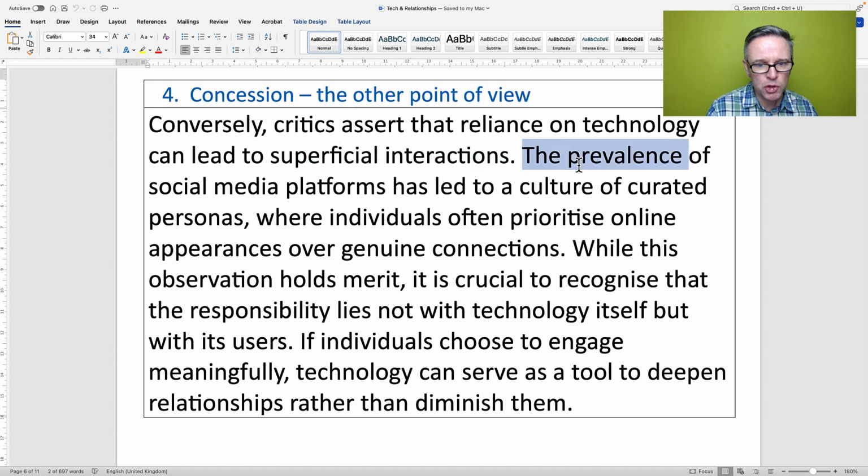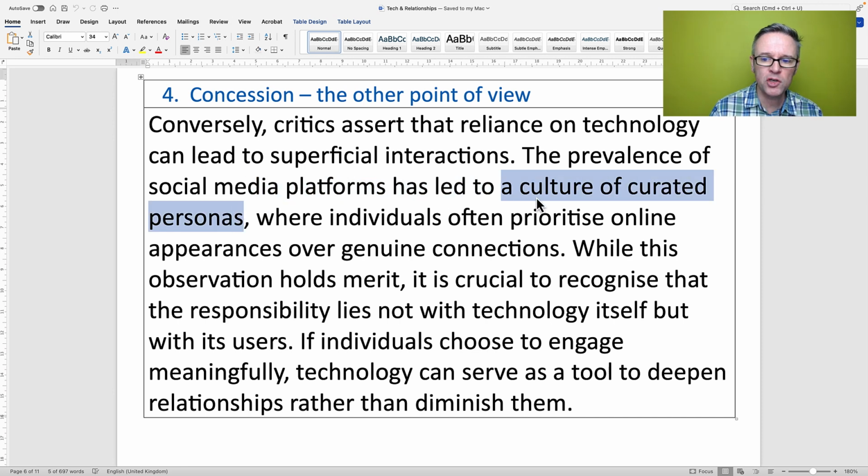The prevalence of social media platforms has led to a culture of curated personas. Prevalence of, great phrase to use. It means there's lots of something. There is a prevalence of something. It means there's lots and lots of it. And then here we have a culture of curated personas. I want to draw your attention to this word here, curated. Curated means carefully organized, carefully presented. So if you think about somebody who is on, for example, Instagram, very often they're not showing their real life. They've created a persona and this is what they want the world to see, not reality.